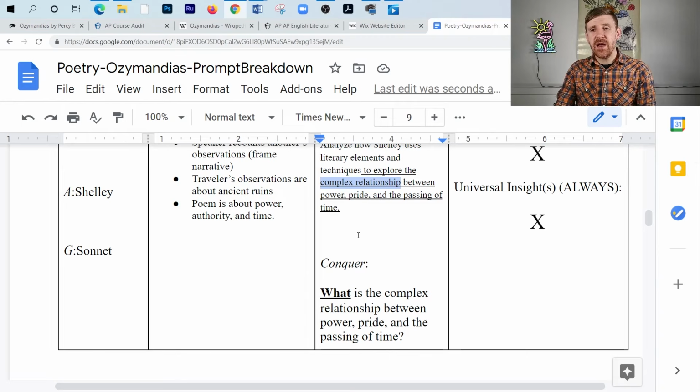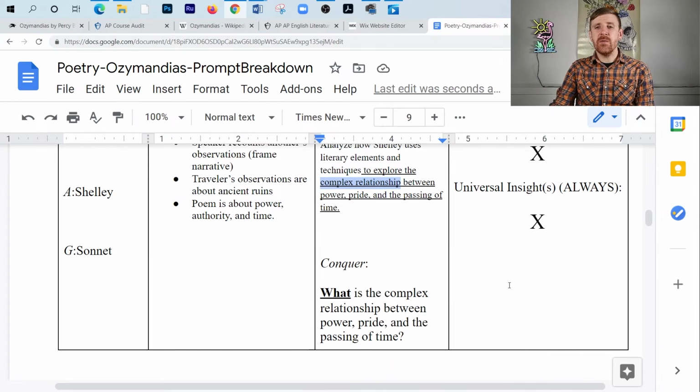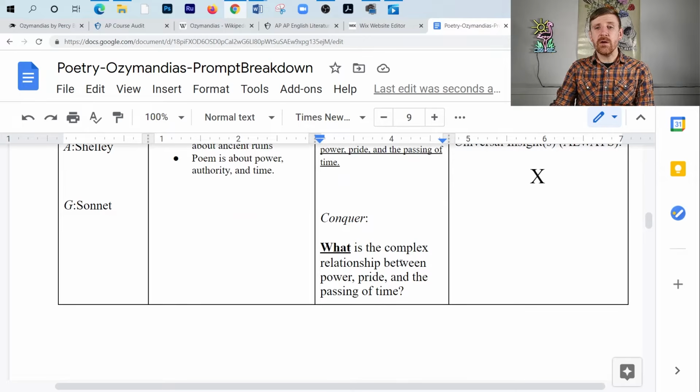And so because of that, I create this question, right? What is the complex relationship between power, pride, and the passing of time? And that is what I ultimately have to be able to answer when I'm done reading this poem. What is the complex relationship between these ideas according to this poem? And you'll notice that I've got this column to the right. Now, we haven't read the poem yet, but now I know what I'm reading it for. I'm reading it for this complex relationship.